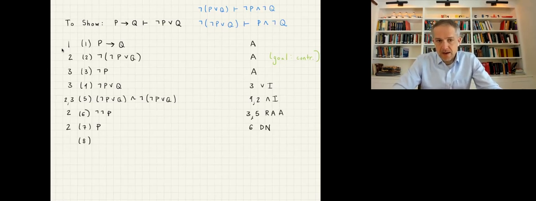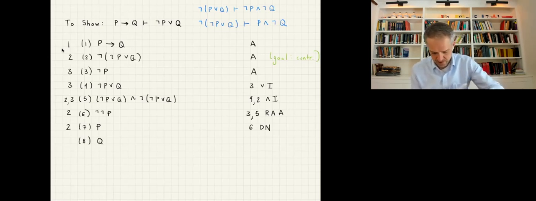Now, what I can do, now that I have P, I can use P together with line 1 and do modus ponens and get Q. And that is again going to give me a contradiction with line 2. But in this case, it's going to give me a contradiction that only depends on the assumption of 2 after having 1 in place. So what I'll do is I'll write Q from 1 and 7.